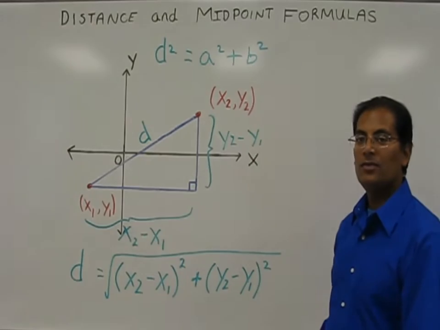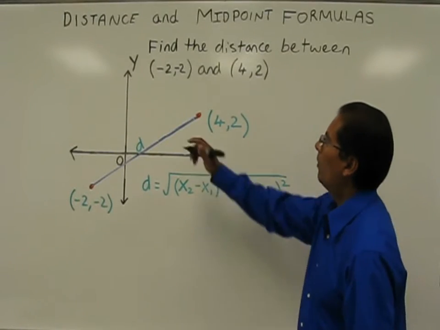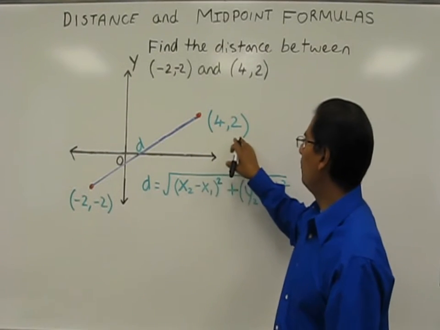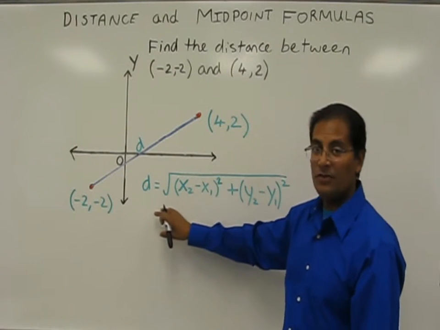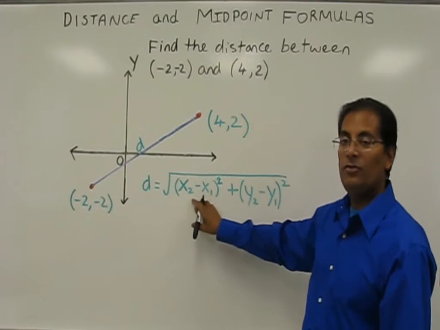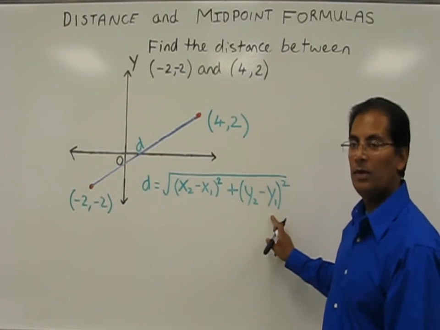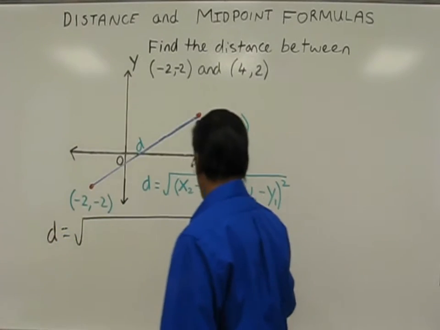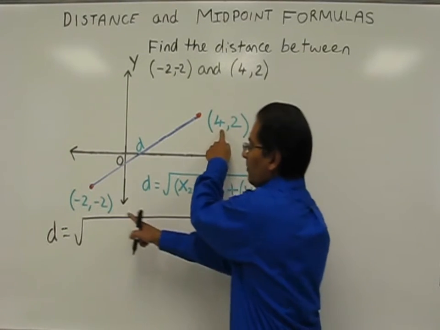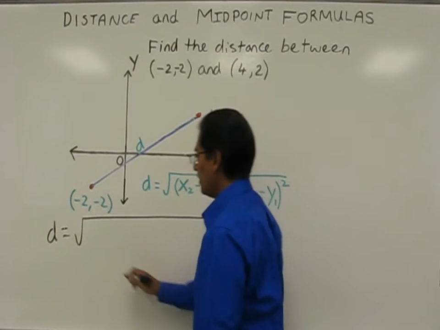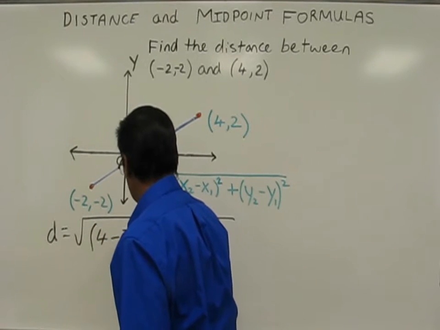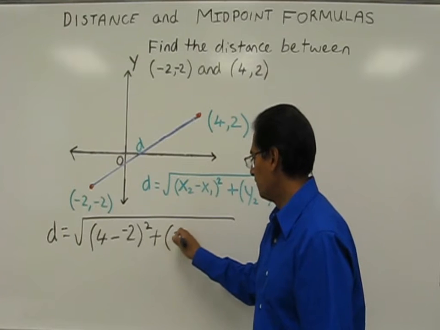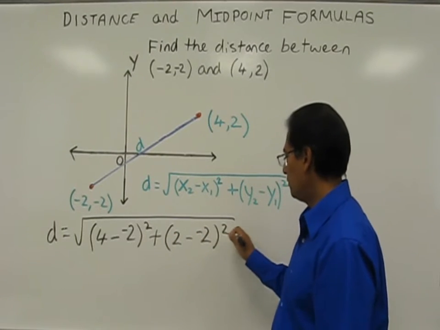Let's take an example of applying this. We want to find the distance between 2 points, the point -2, -2, and 4, 2. My distance formula here says the distance is given as the square root of x2 minus x1 squared plus y2 minus y1 squared. So we plug this into our formula, we get distance is equal to square root of the difference in x's. So I'm going to take this minus this, 4 minus minus 2, squared, plus the difference in y's, 2 minus minus 2, squared.